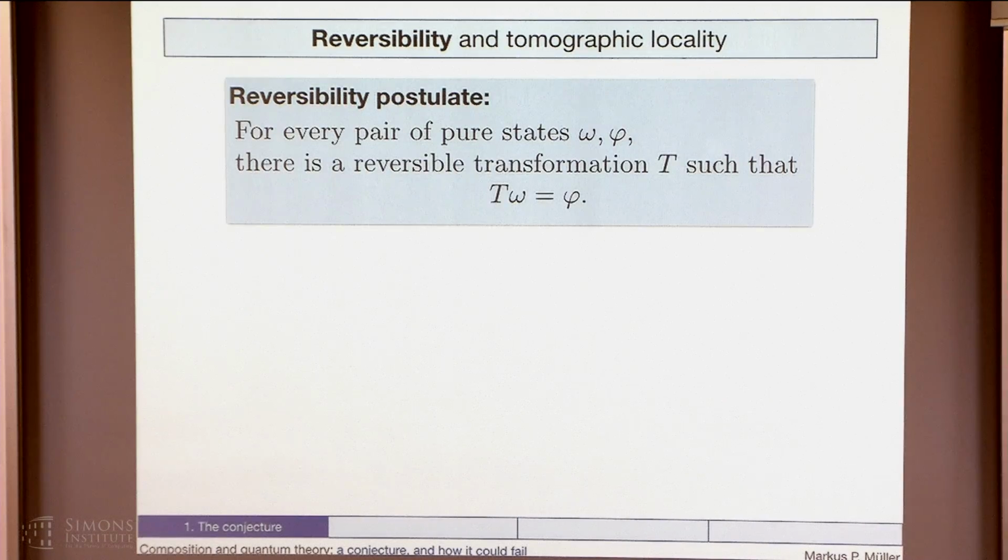Okay. Now here's one of two properties or postulates that we'll be interested in the following, and that's called the reversibility postulate. It's somehow a very natural property of state spaces. It says that for every pair of pure states, omega and phi, there should be a reversible transformation that maps one to the other. You can bring every pure state to every other.